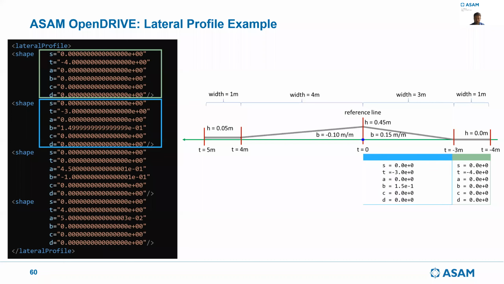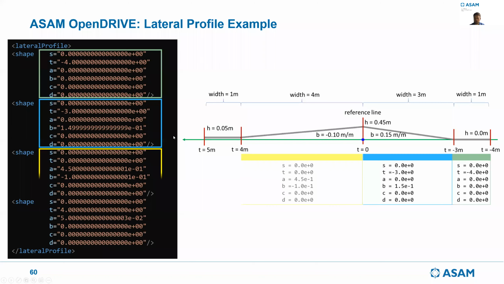If we go now to the next definition, there we have a slight increase in the height of the road by 15 centimeters per meter. And that means going from t minus 3 to t equals 0. So I have here t equals 0. Here's b, which equals those 15 centimeters per meter. And then I will end up with a height at t equals 0 of 45 centimeters, relative to where I started from.